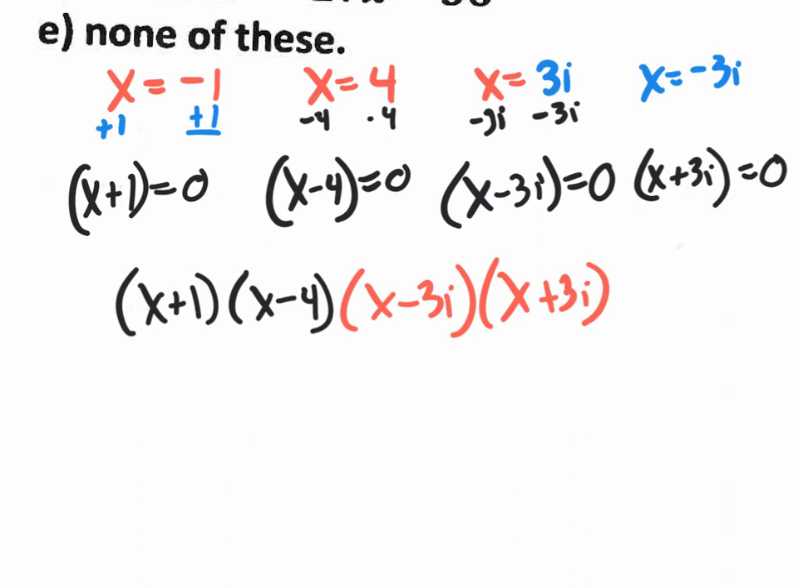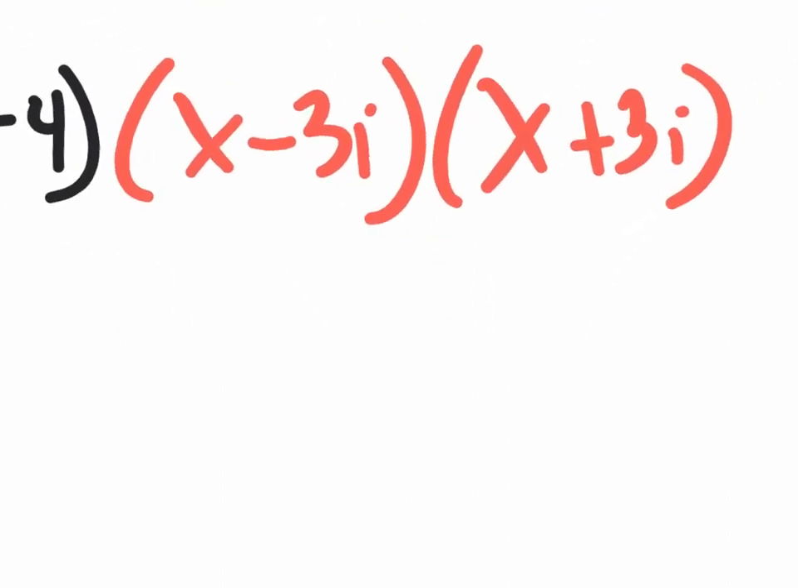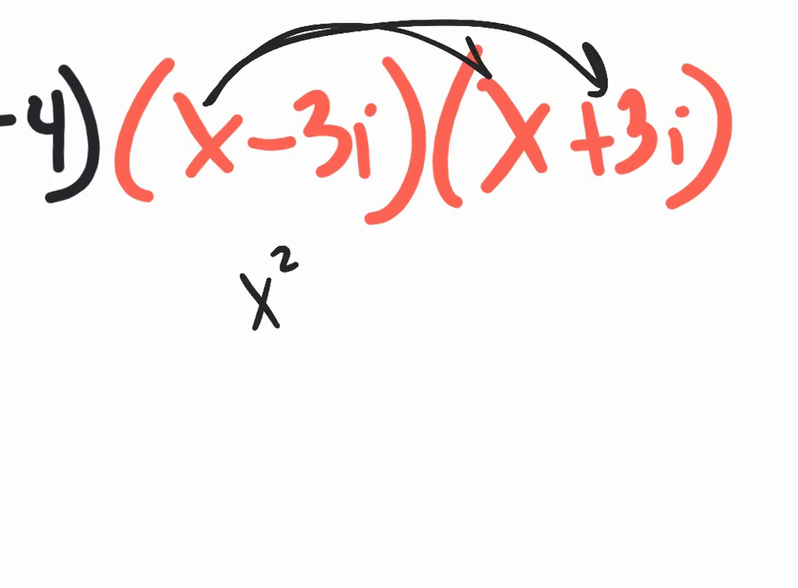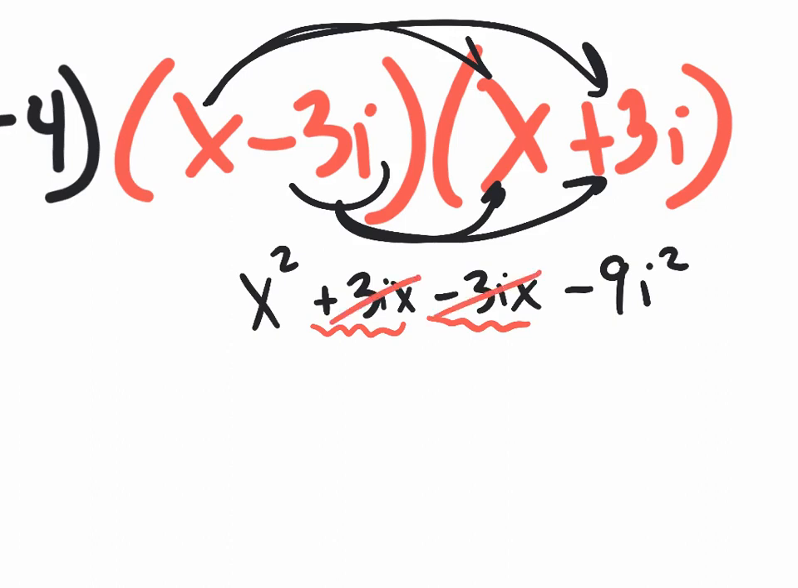Whenever you have complex numbers, imaginary numbers, please start with those, especially because they're conjugates. When you multiply a complex number by its conjugate, the imaginaries disappear. Check it out. X times x, x squared. X times 3i, we're just going to put it together, +3i with an x. -3i times x, that's a negative 3i with an x, and negative 3i times positive 3i, negative 3 times positive 3, that's negative 9. I times i is i squared. So notice, when I combine the middle terms, they're exact opposites. They completely disappear.